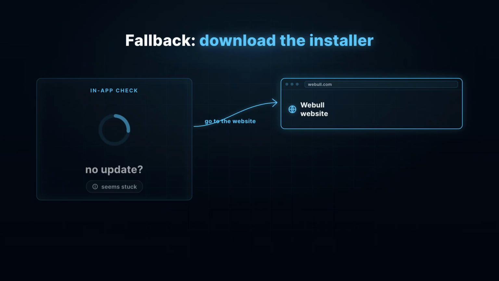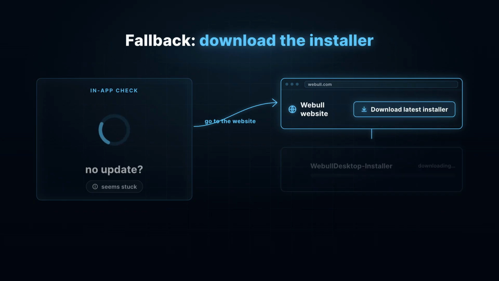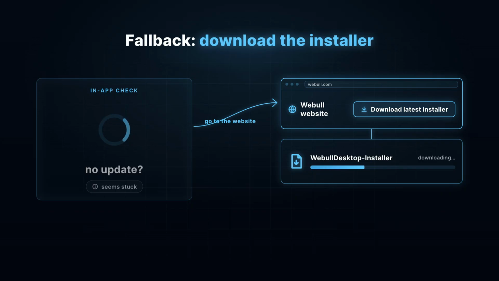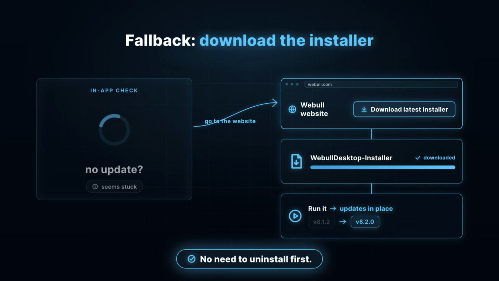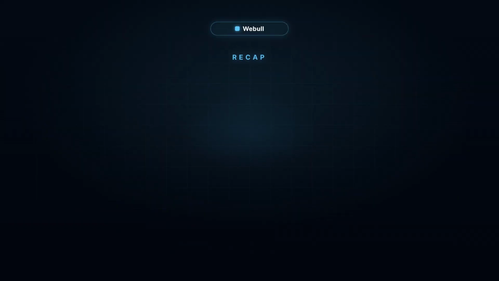One fallback worth knowing: if for any reason the in-app check doesn't show anything new or seems stuck, you can always just head to Webull's own website directly and download the latest installer from there instead. Running that installer will simply update your existing version to the newest one. No need to uninstall anything first.